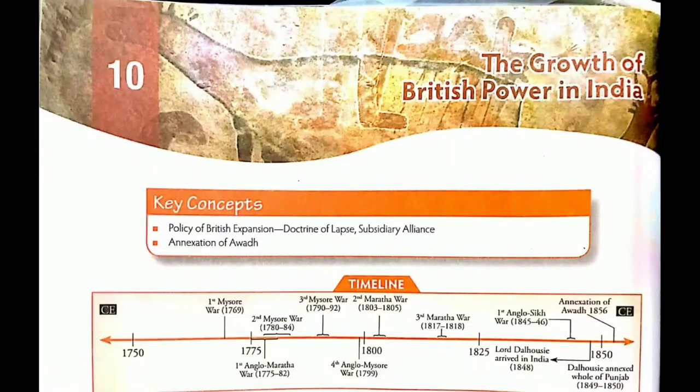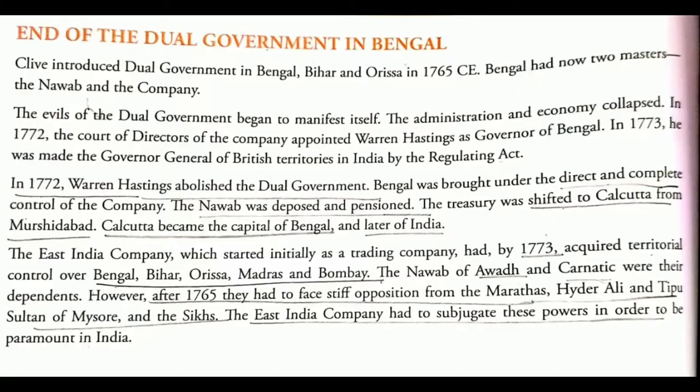Hello student, in this video I'll explain to you about the foundation of British growth in India. Particularly, I'll explain how the Britishers came as merchants, as businessmen, and later on how they acquired land in India. End of the dual government in Bengal.